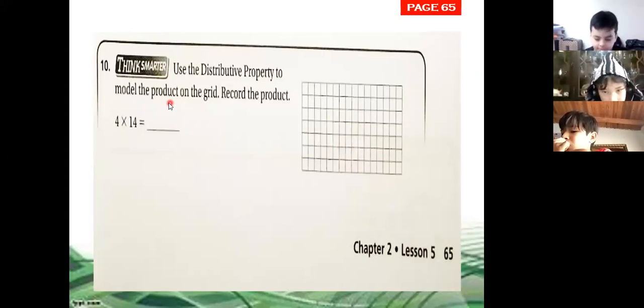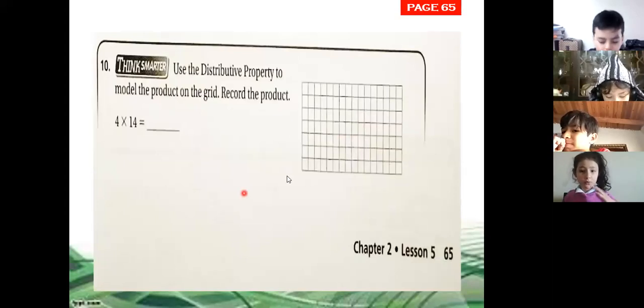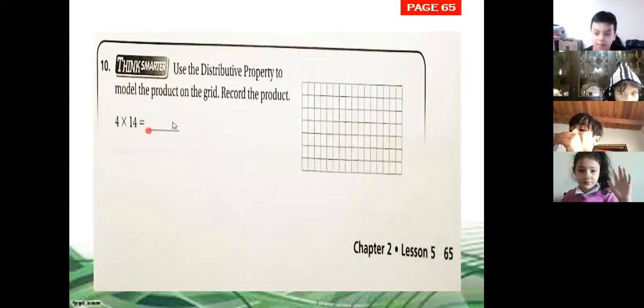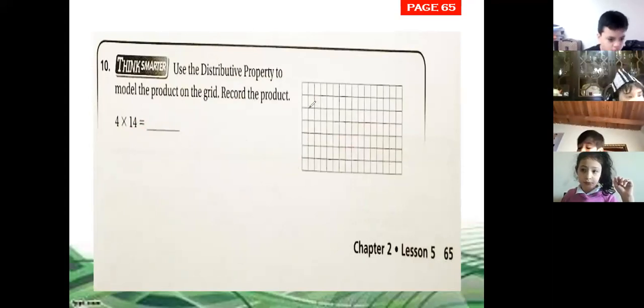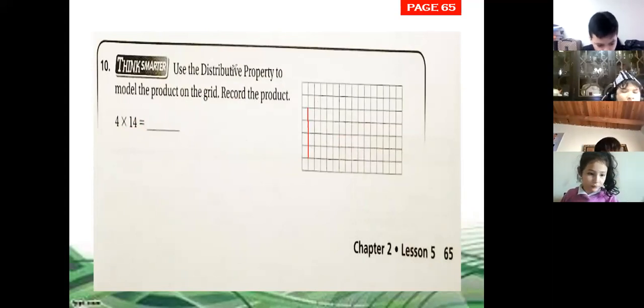Use the distributive property to model the product on the grid. So we're going to model number 10, 4 times 14. Remember that when we have the model, we start with the rows: we have 1, 2, 3, and 4. So that's going to be number 4. Who can tell me two numbers that you add and you get 14? 7 plus 7. 7 plus 7, that's right.